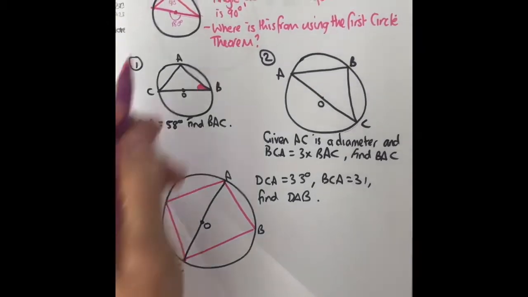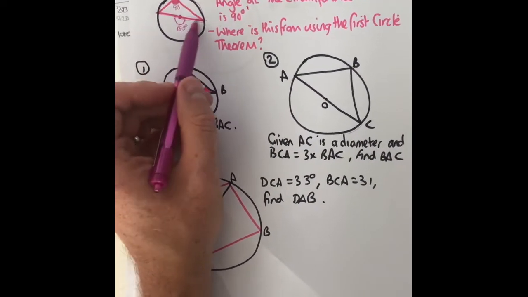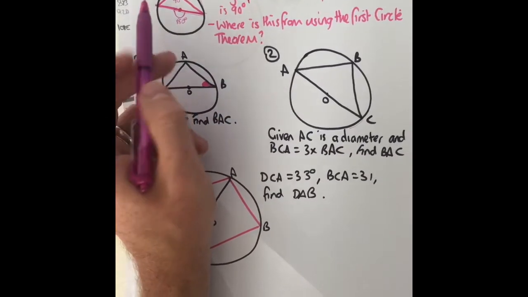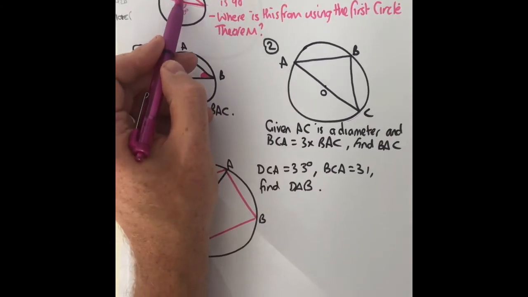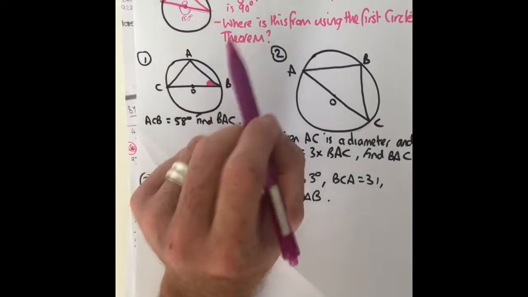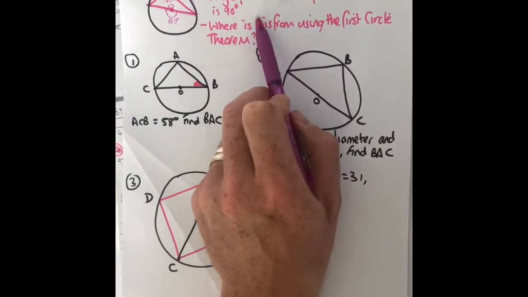This is just a special type of the one involving angle at centre and circumference. It's just where this is a straight line. So every question we're going to do involves this being 90 degrees. It only works when this is the centre. So the wording is angle of circumference in a semicircle is 90 degrees.